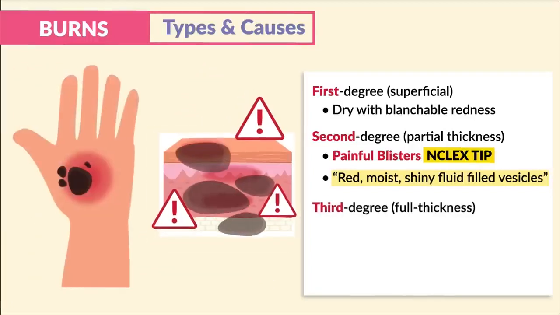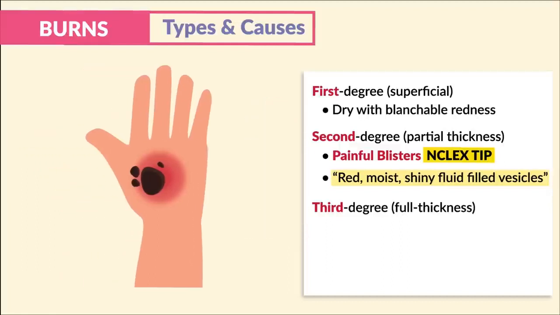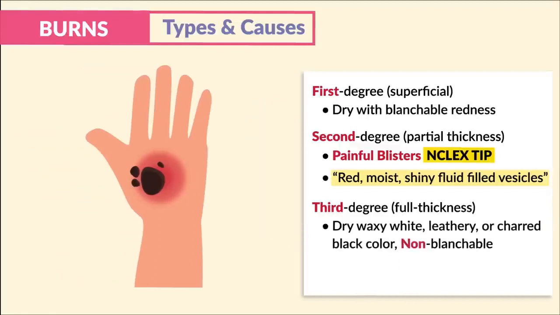Now, third-degree burns are full-thickness burns. We have 3 layers of skin destruction: the epidermis, the dermis, and possible subcutaneous tissue, described as key terms: dry, waxy white, leathery, or even charred black color that is non-blanchable skin. Big key terms for exams.